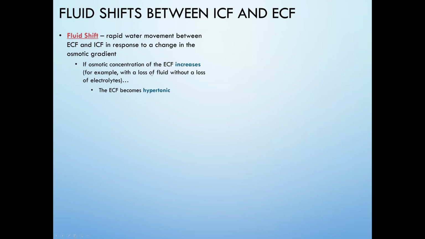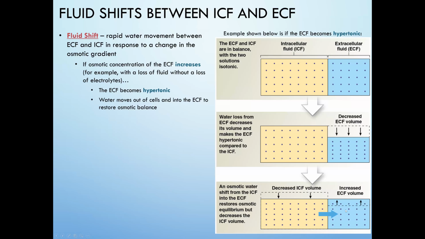Normally we have an osmotic balance between the ICF and the ECF, but in this case we have a decrease in ECF volume. So we lost fluid, but we did not lose electrolytes. So we took some of the fluid away. That made this side more concentrated. So this side then becomes hypertonic compared to this side. So water will move out of the cells and into the ECF to restore the osmotic balance. So water movement would be from the ICF to the ECF.